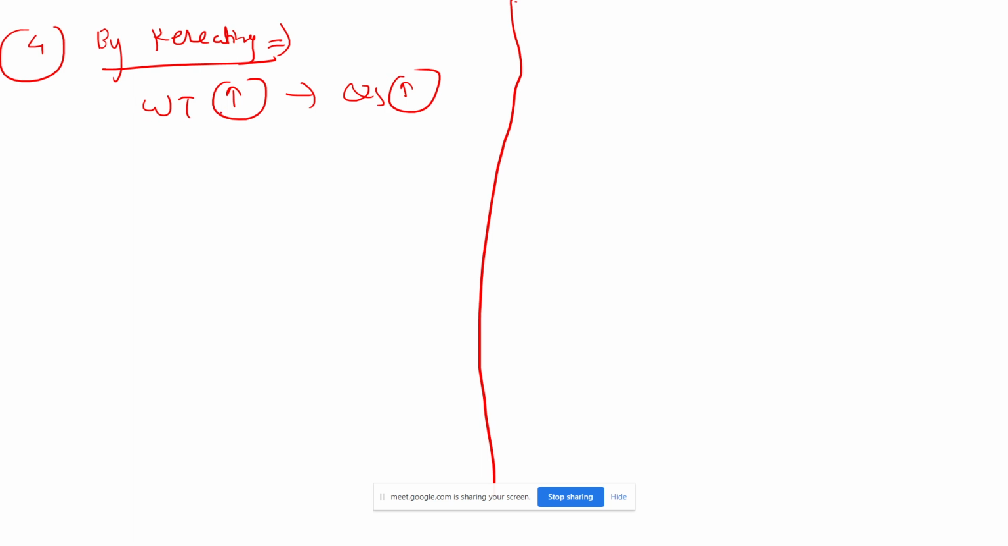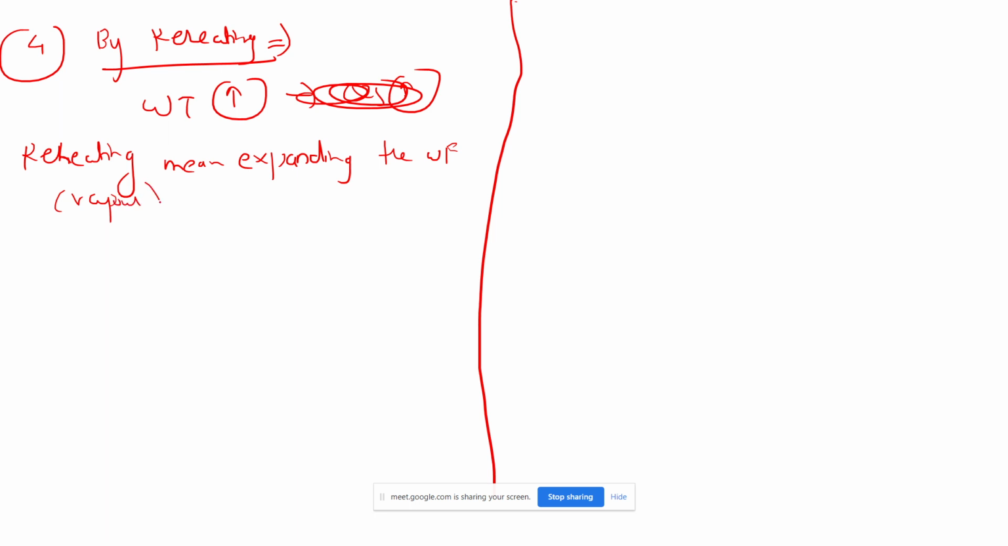So what is reheating? Can anyone tell me the definition? We have already discussed. Expanding steam to intermediate pressure and again superheating it. Reheating means expanding the working fluid, which here is vapor, in more than one stage. One, or it can be more than one. Okay.